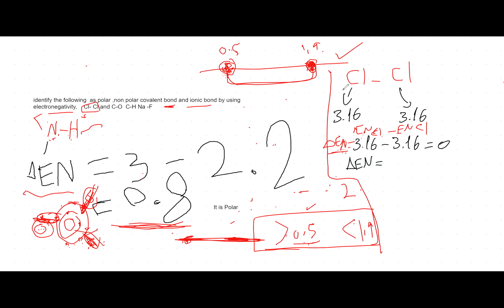So now, delta EN equals how much? 0. And now what do you want to say? It's not polar, non-polar. Sorry, this is non-polar. Why? Because it's under 0.5. Yeah, it's between 0 and whatever the number, it's less than 0.5. Yes, less than 0.5. Okay, thank you, Sana.